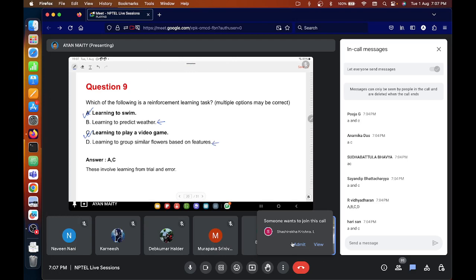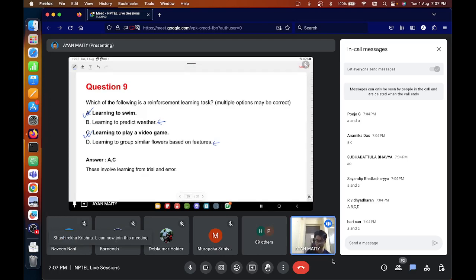Similarly, D is also not reinforcement learning. This is unsupervised because you are grouping flowers based on similar features. This option was also there in the previous question. Grouping is an unsupervised learning task, certainly not a reinforcement learning task. So D is also not the correct answer. So A and C, these are the two correct answers.